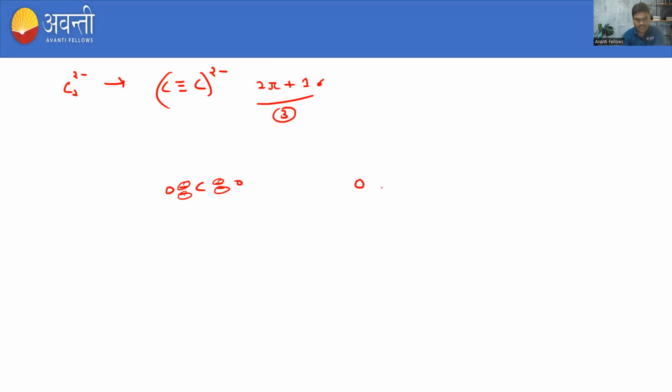This is oxygen, and this is carbon, this is oxygen. This is 2, this is 2, this is 2, this is 2. So here we have 4, because in one bond 2 electrons are there, so 4 electrons there, 4 electrons there. So in total we have 8 electrons. 8 to 10, 10 to 12, 12 to 14, 14 to 16. So the total number of electrons is 16. Okay?